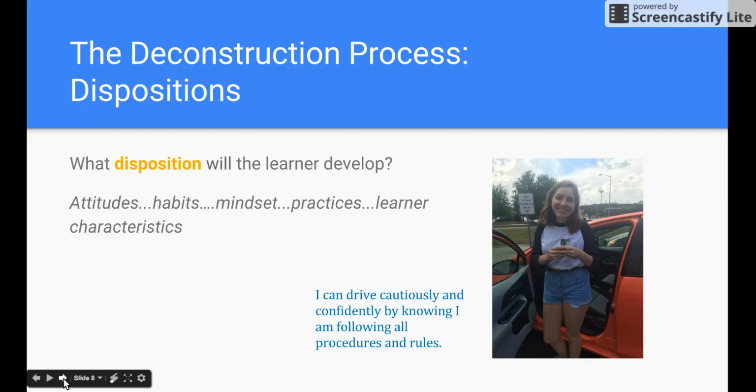We know the impact learner characteristics can have on learning. Therefore, we set one or two disposition outcomes to focus on attitudes, habits, or practices that will support students most in their learning for the standard. For instance, when I taught my daughter how to drive, it became clear that we needed to work on the disposition of being a confident driver.